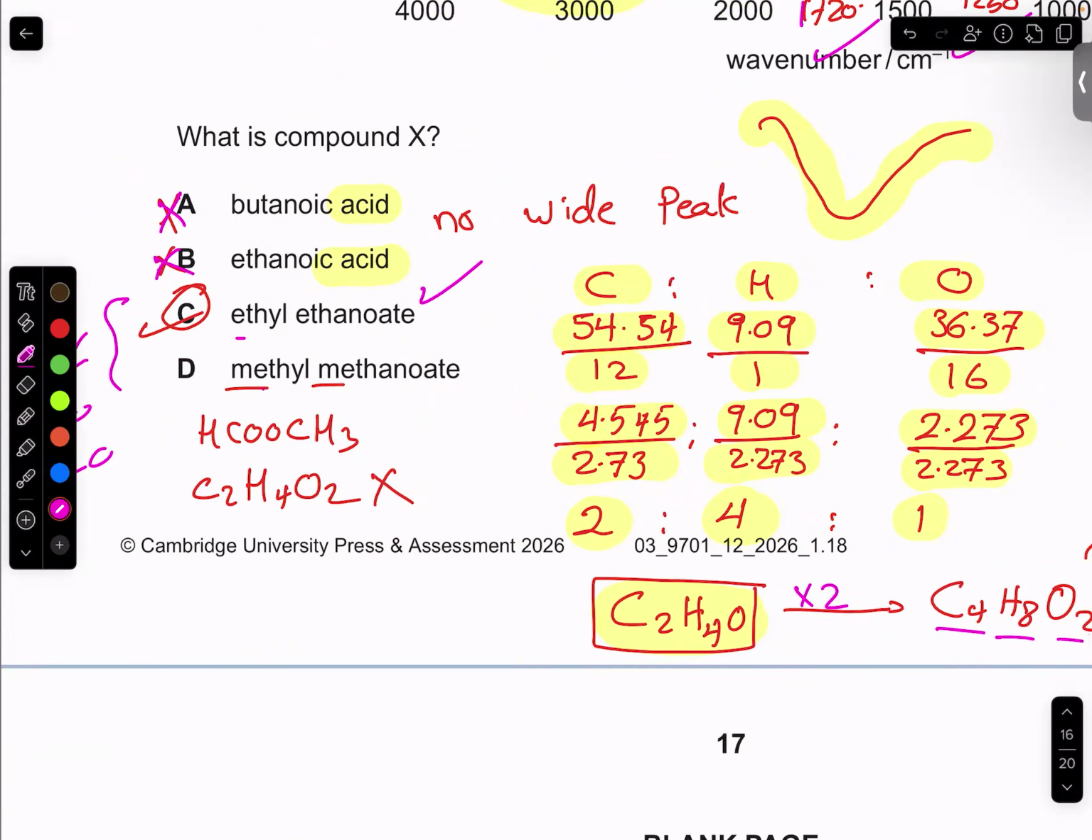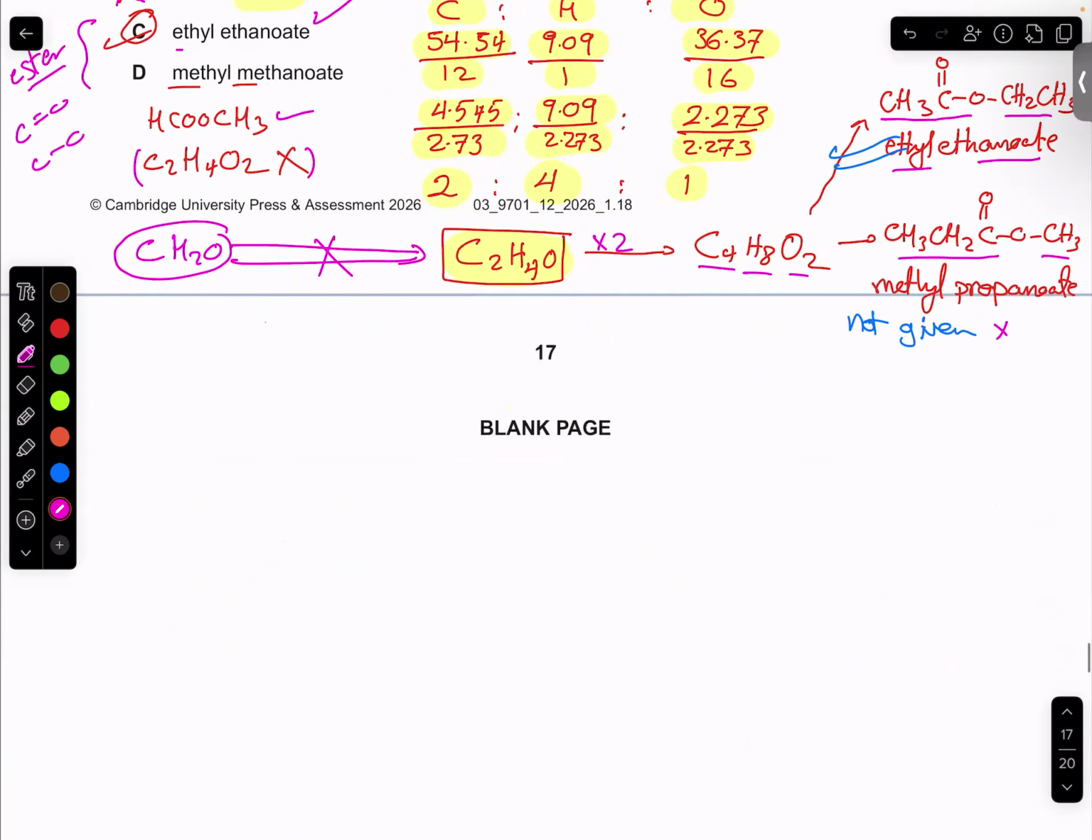D is wrong because methyl methanoate is HCOOCH3. So the molecular formula is C2H4O2, and the empirical formula is CH2O. This empirical formula doesn't match this empirical formula. So the answer is not D. The answer is C. And this is the end of the exam. Thank you. Good luck.